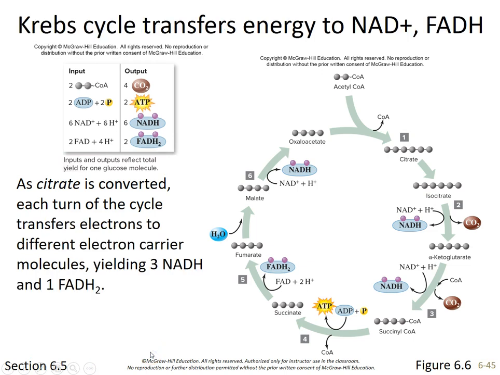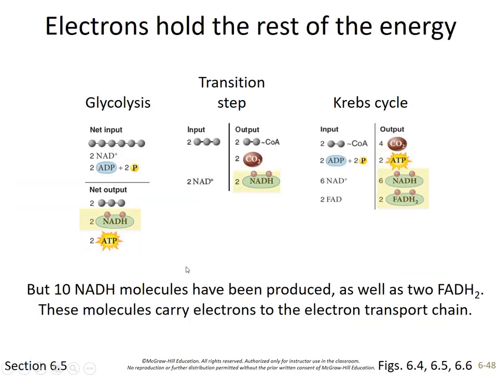As citrate is converted, each turn of the cycle transfers electrons to different electron carriers, such as 3 NADH.